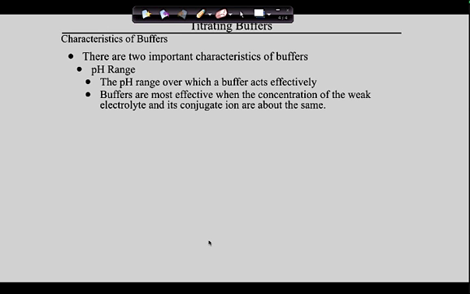Buffers are most effective when the concentration of the 2 components are about the same. So the weak acid or base and the conjugate salt. Buffers are most effective when their concentrations are about the same. So when the concentration of HA is about equal to the concentration of the conjugate base ion, buffers tend to work the best.